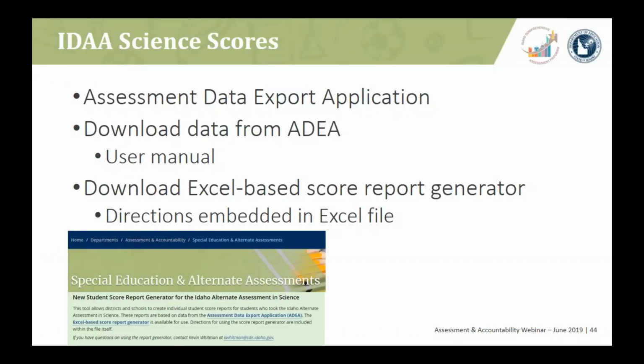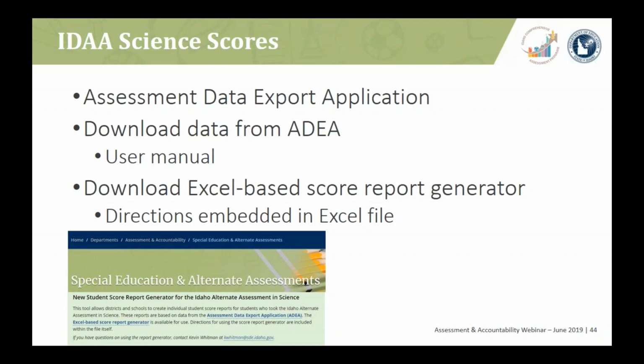Let's talk a little bit about alternate assessment science scores. I've gotten some calls recently from folks who can't find their scores, and thank you to our amazing Kevin, we found out why. You need to go to the Assessment Data Export application, ADIA. There's a user manual there, and you also need to download the Excel-based score report generator. The directions for transferring the data from your ADIA download into the Excel file to create the reports are embedded right there. What was missing was the Excel-based score report generator.